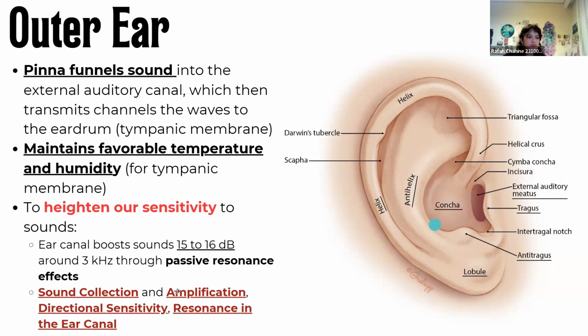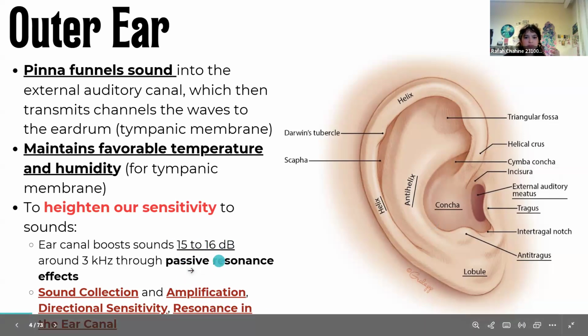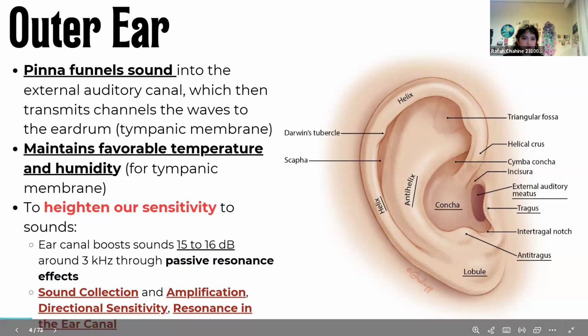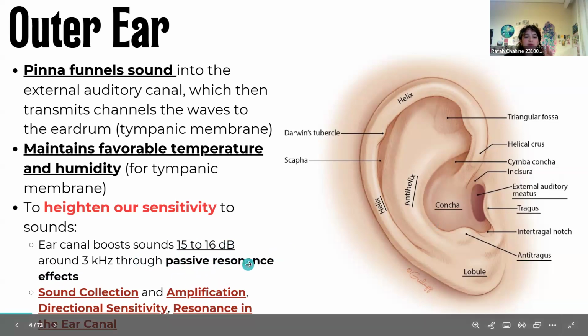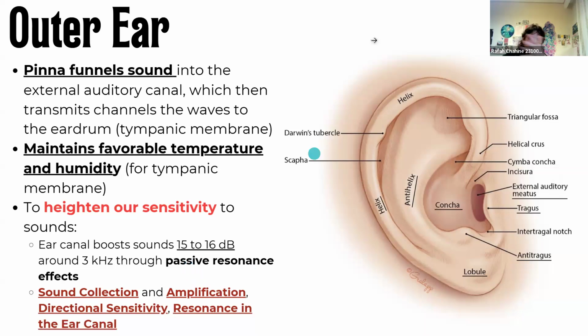The way that it boosts the sound by 15 to 16 decibels is by using the passive resonance effect. To break this down for you, passive means it doesn't use any energy. This just happens unconsciously. It's just an added function of the outer ear. Resonance means that we're amplifying sound, and effect is the output. So passive is something that we don't know is happening, something that is just a function of the anatomy of the outer ear. Resonance is amplification of sound.